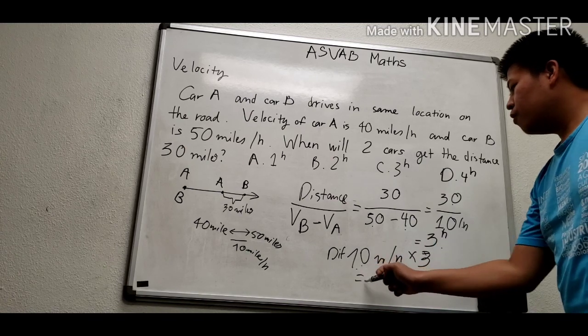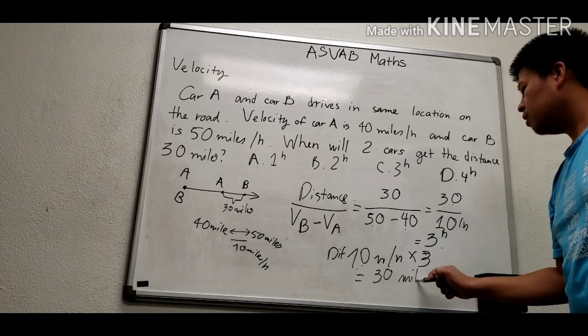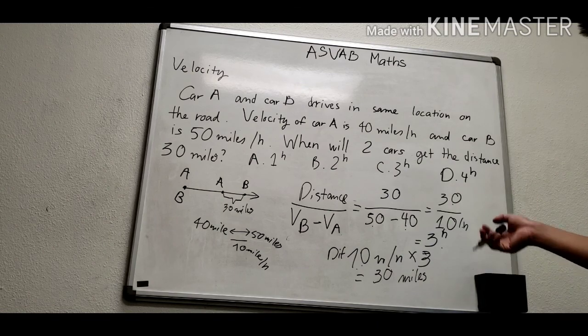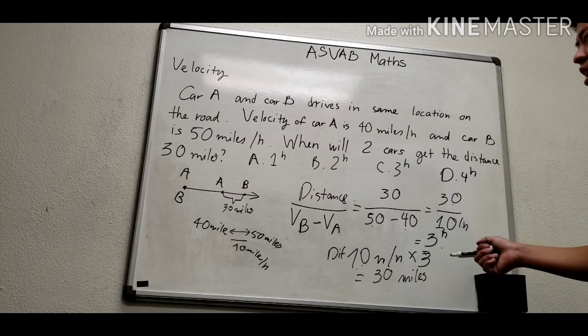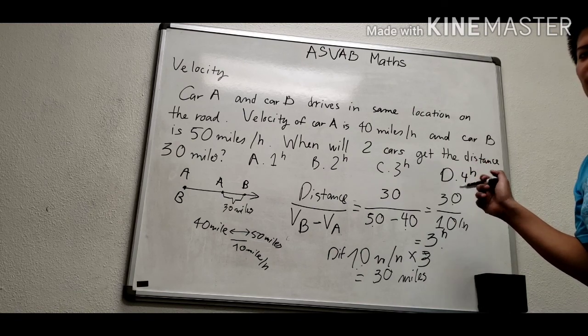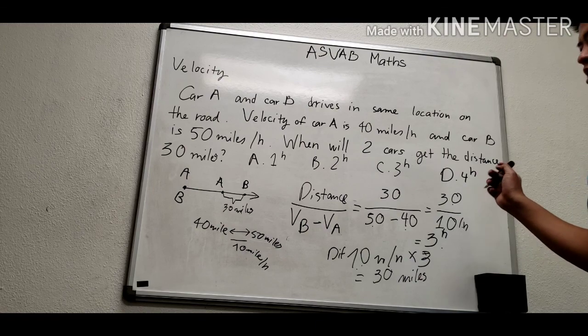It will give you 30 miles here. So that's the best way to check back the answer, and you can figure out this formula. This one is for advanced ASVAB Arithmetic Reasoning. Let's see it on the test.